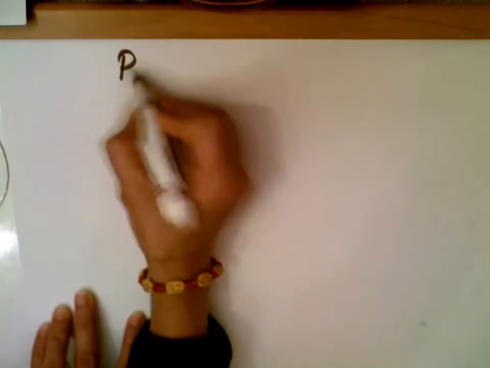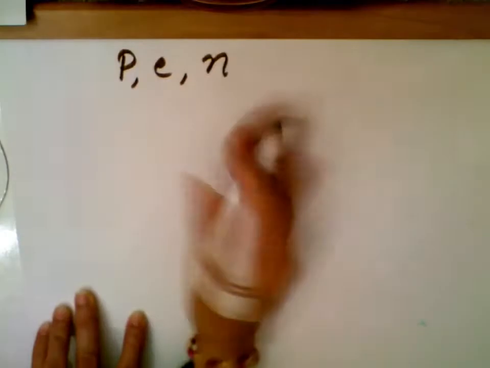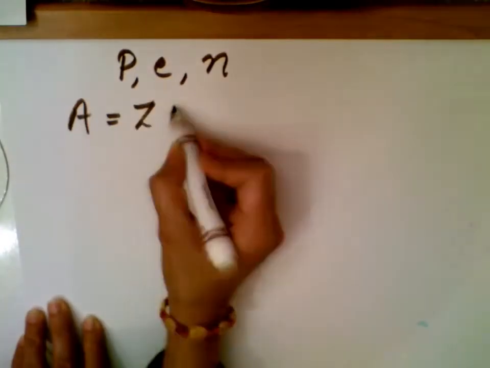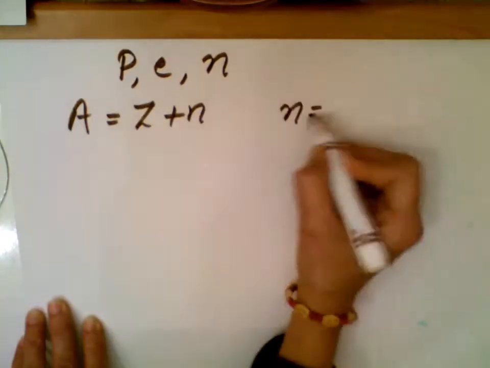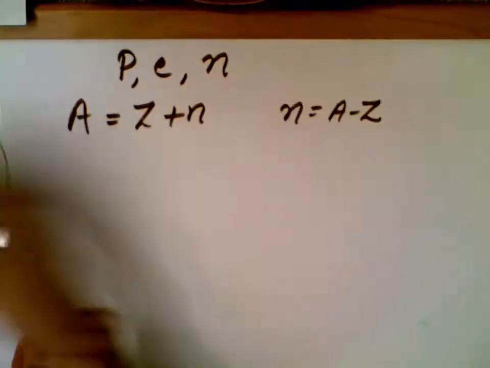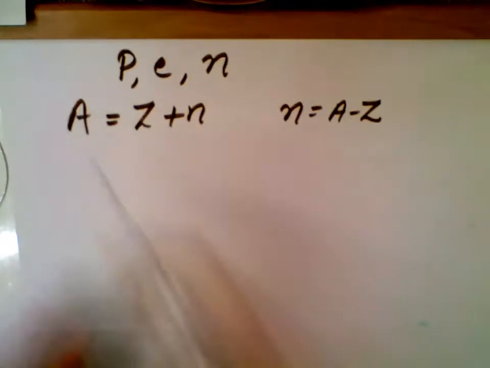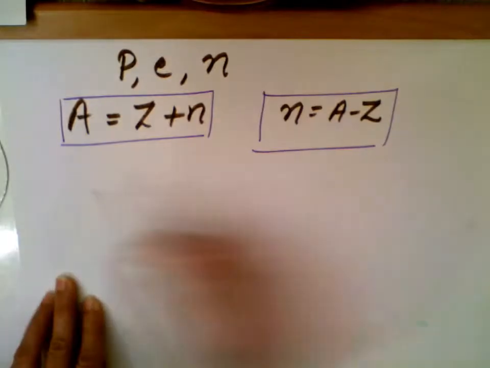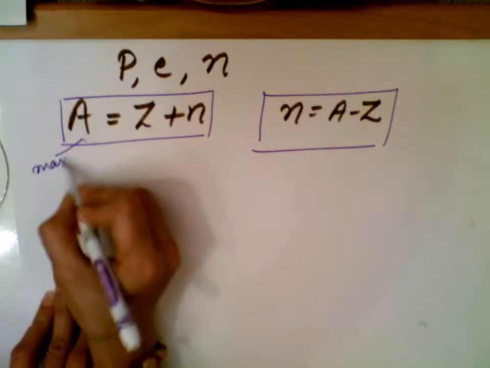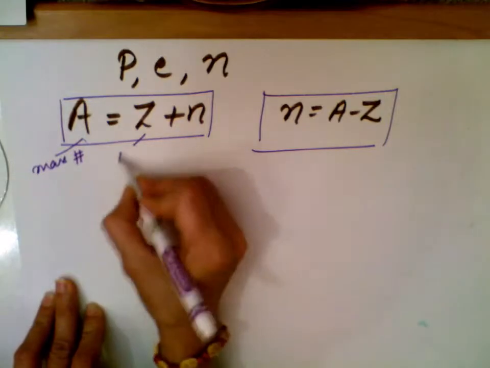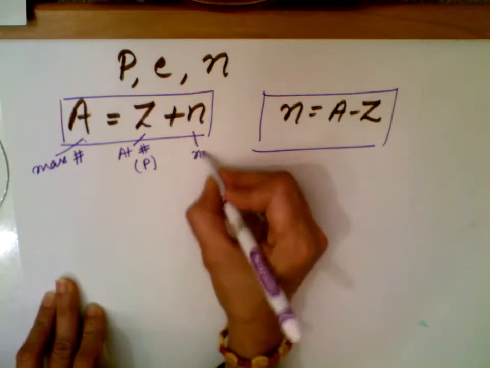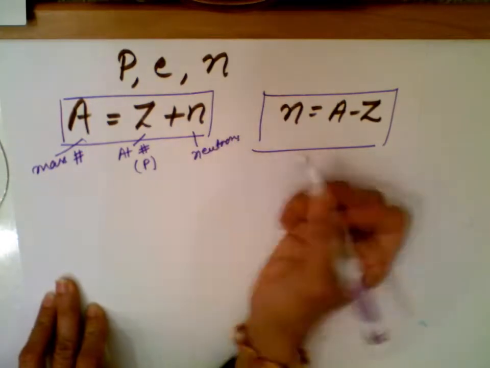And as I said, to determine the number of protons, electrons, and neutrons, we are still following the same algebraic expression where A equals Z plus N, and to find neutrons, A minus Z. This is the same one that we have followed before. Now the letter A represents the mass number, and the letter Z represents the atomic number, which is also equal to the number of protons, and N is your neutrons.